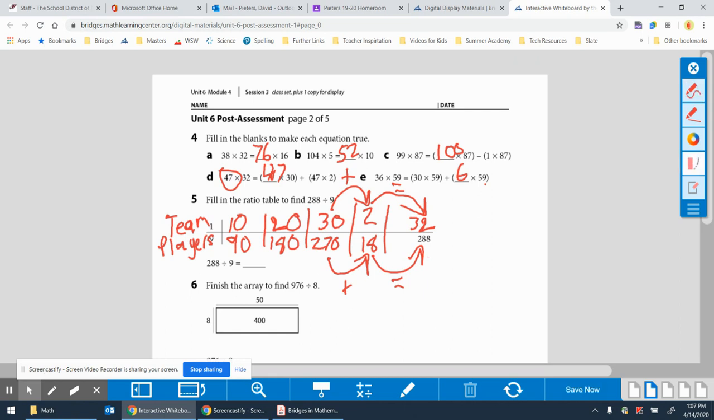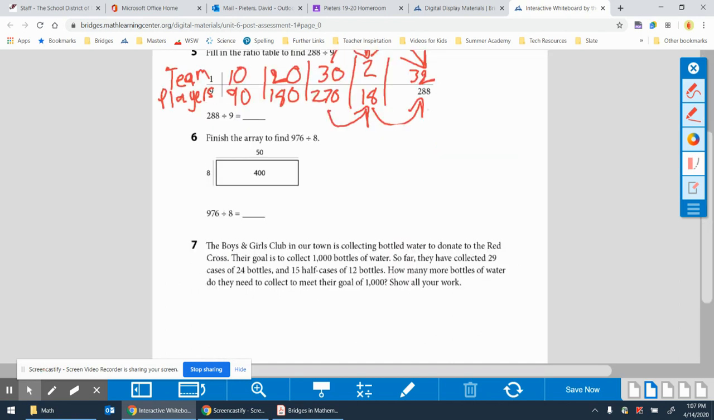All right, let me just erase these marks down here to give us a little bit more room. All right, finish the array to find 976 divided by 8. Okay, and they already have 8 times 50 is 400.